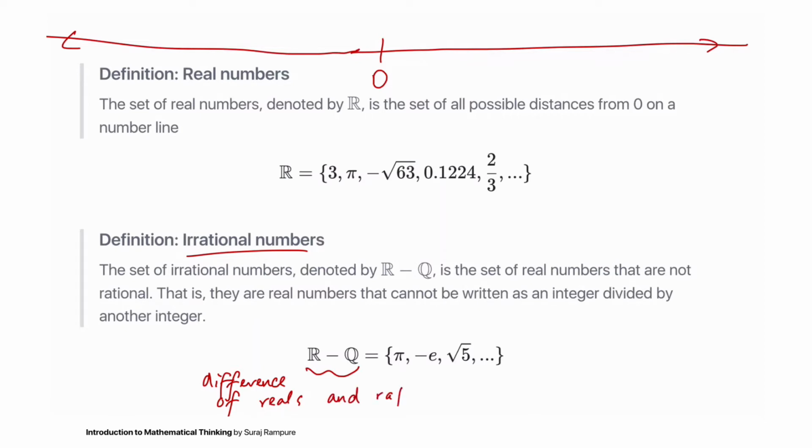and rationals: the set of all real numbers that cannot be written as an integer divided by an integer, right? Examples of these are pi, negative e, square root of 5, and so on. There are no integers a and b such that these can be written as a over b, okay? So there's no solution to this. Whereas in real numbers, some of them are rational, some of them are irrational, okay?